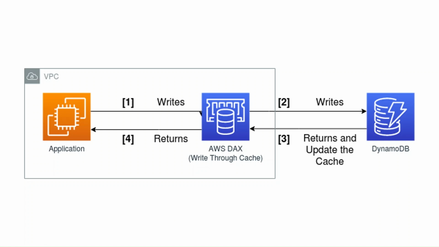So, DAX acts like a write-through cache, which means it writes data to both the cache and the database at the same time. This ensures faster reads and better performance for applications that need real-time access to data.